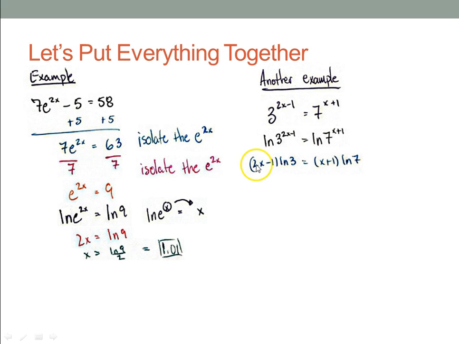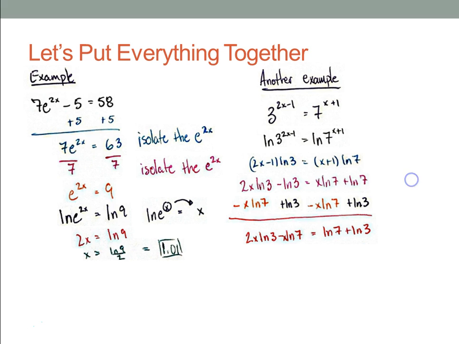So if this was 2x minus 1 times 3, I would distribute. Or x plus 1 times 7, I would distribute. In the same way, in the next line of work, you see that I've distributed. ln of 3 times 2x is 2x ln of 3. ln of 3 times negative 1 is just negative ln of 3, or minus the ln of 3. In the same way, I've simplified the right-hand side of the equation by distributing ln of 7, which again is just a number. All right, so moving on, this lets me isolate all of my variables on the left-hand side of the equation and all of my constants on the right-hand side of the equation.